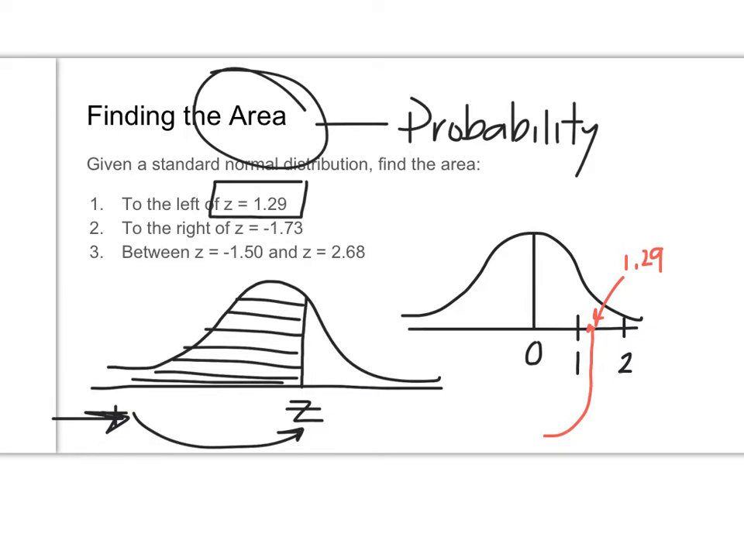So what we will do is trace an imaginary line passing through 1.29. That line will close the area to the left, and this is the area that we want to calculate. So how do we find the value of that area? To find the value of that area, we will be using a special table, which is what we call the z-table.